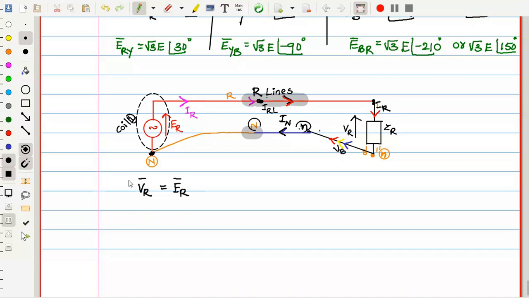Is this clear for everyone? This is how I have written it. Simple parallel combination. The source and load are in parallel. Source voltage is ER, which means load voltage also must be ER. That's why VR is equal to ER. Can you understand this statement? Is there any difficulty?